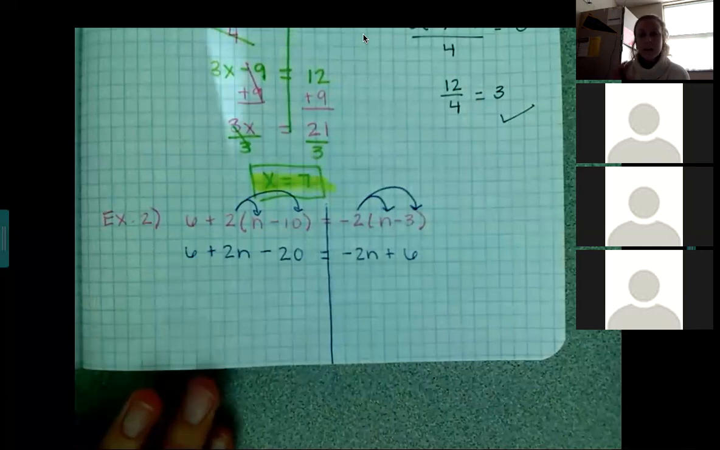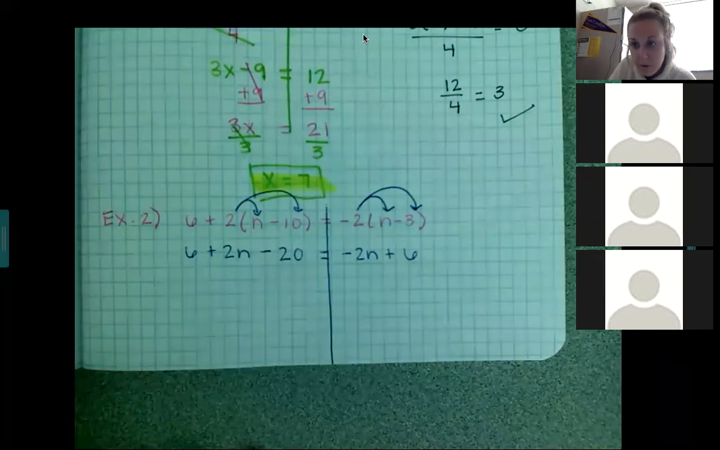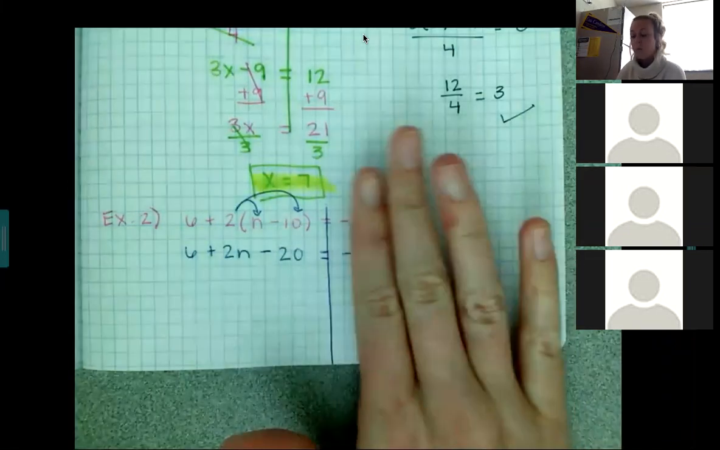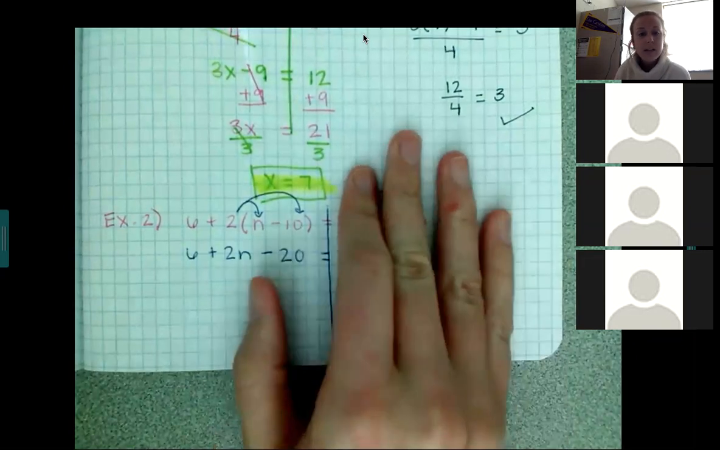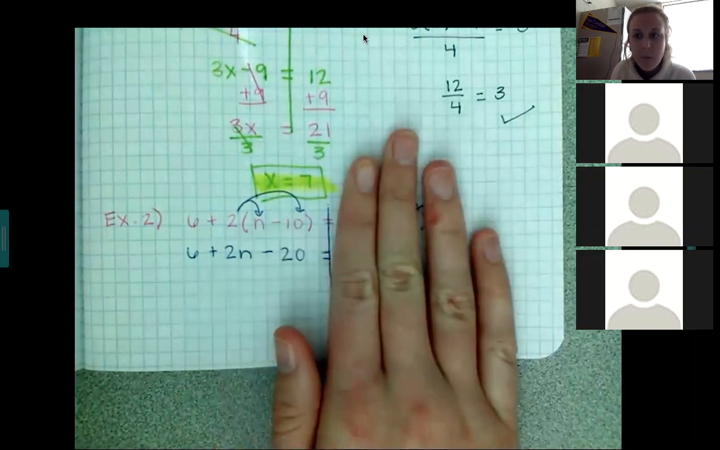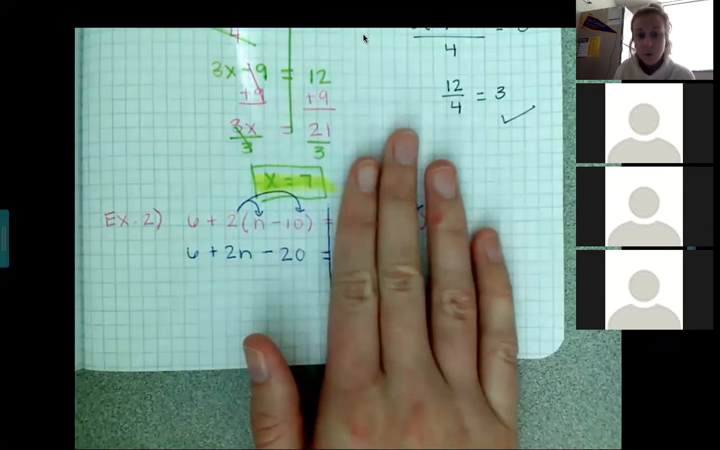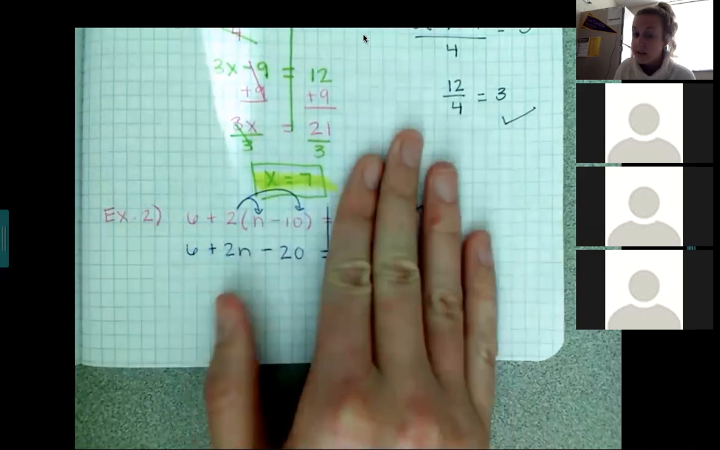All right. Let's see if we have simplified everything now. So I'm going to do the same thing I just did. I'm going to cover the right for now so we can just look at the left. Is there anything on the left-hand side that we can combine? The 6 and the 20. The 6 and the negative 20. Not the 2n. That's got to stay by itself.